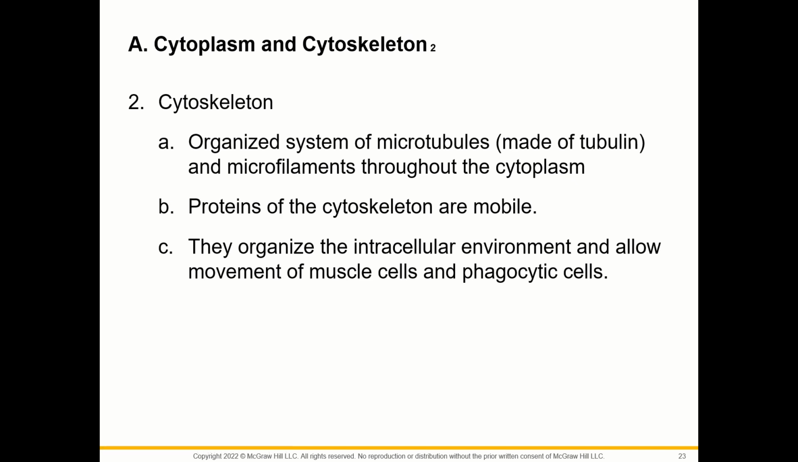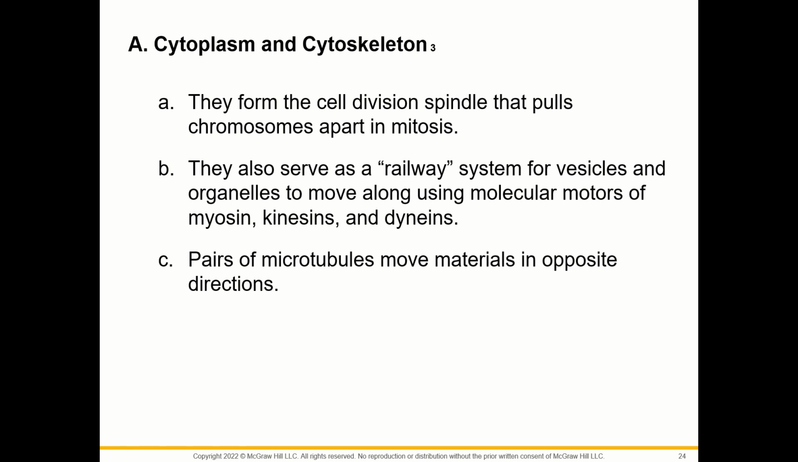We'll talk about the cytoskeleton first, which is appropriate since we just talked about some extensions like the cilia and the flagella. So the cytoskeleton is the organized system of microtubules and microfilaments throughout the cytoplasm. The proteins of the cytoskeleton are mobile. They organize the intracellular environment and allow the movement of muscle cells and phagocytic cells. The cytoskeleton will form the cell division spindle that pulls chromosomes apart in mitosis.